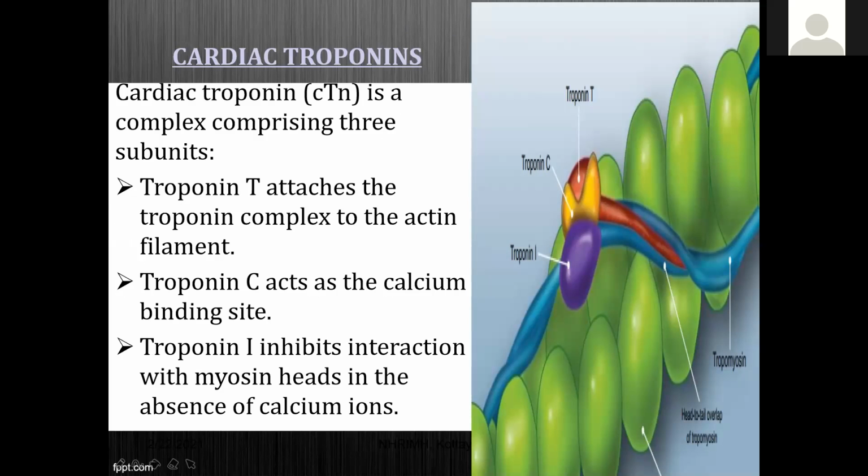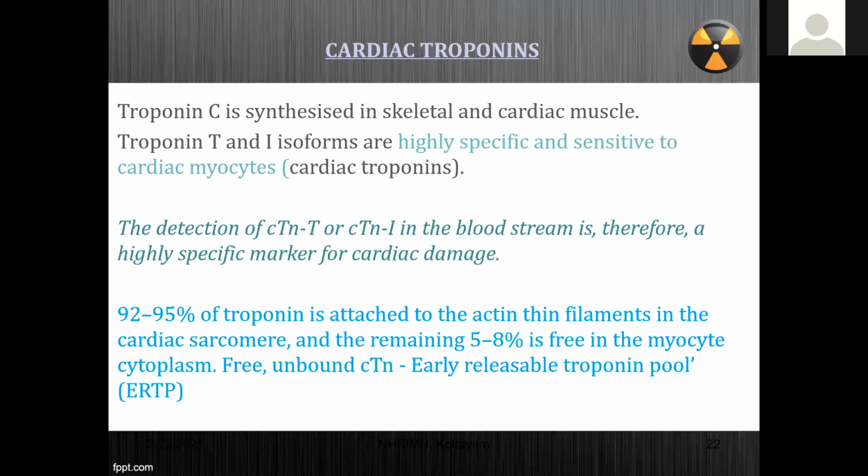of calcium ions. So when the calcium ions are not there, because the muscle is infarcted, all these things are getting released into the body. So that's why troponin I and troponin T are measured in the blood. So troponin C is not at all considered. Next, troponin T and I.